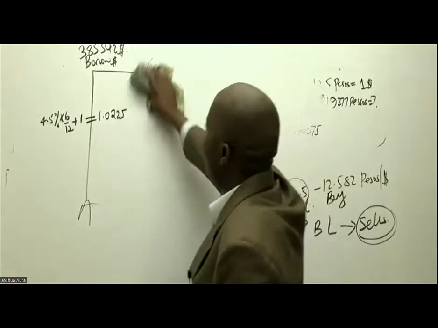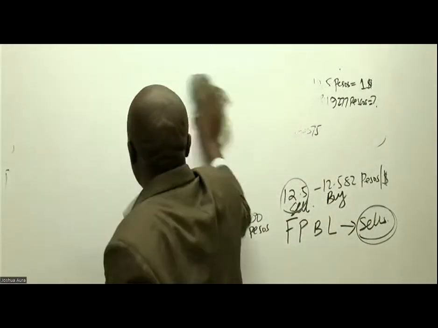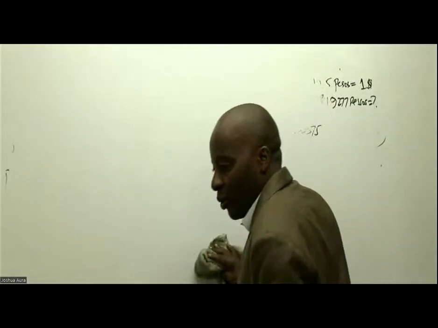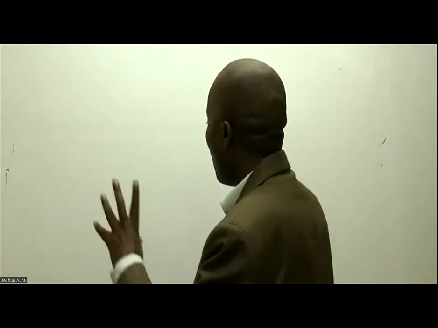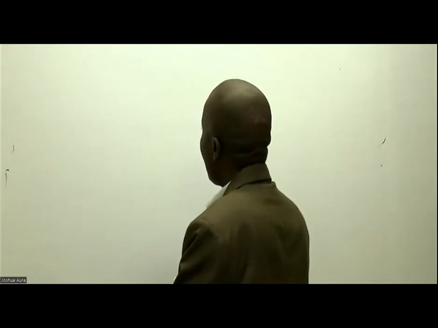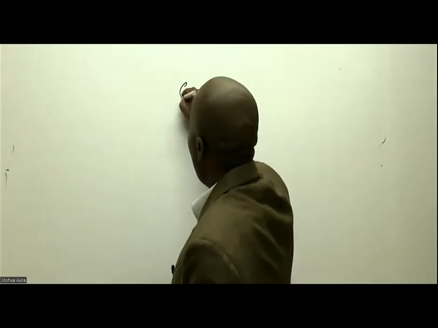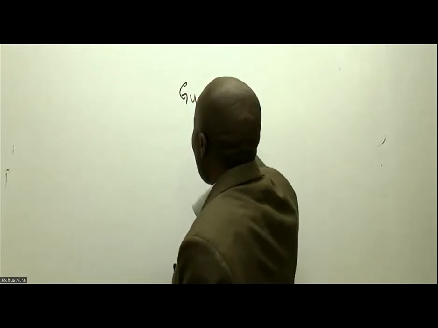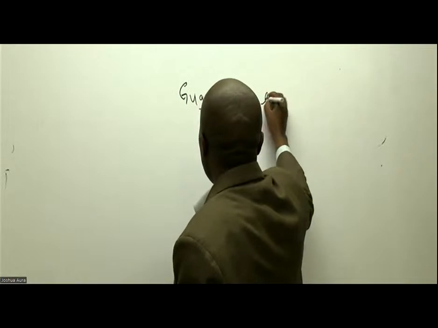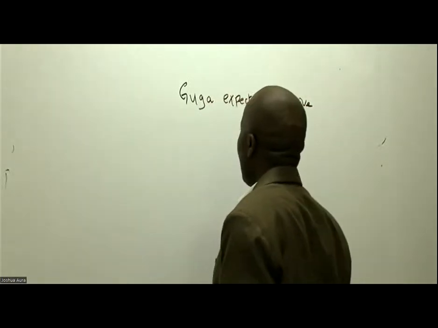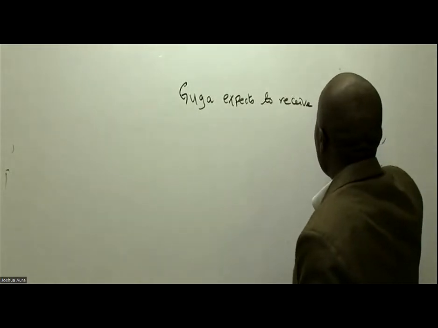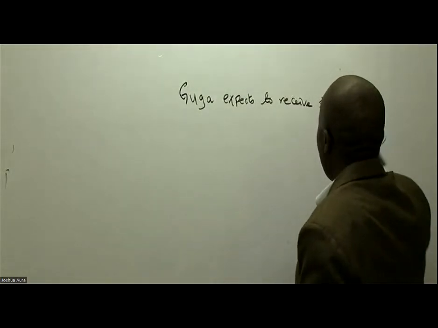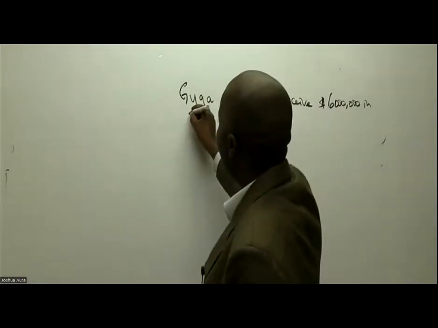Now, if this examiner wants to confuse you, if I were an examiner this time around and I would want to confuse you so seriously, this is what I'll give you guys. I'll tell you that Mr. Guga is a serious investor who has done some business in the US. Guga here expects to receive $6 million in 3 months' time.